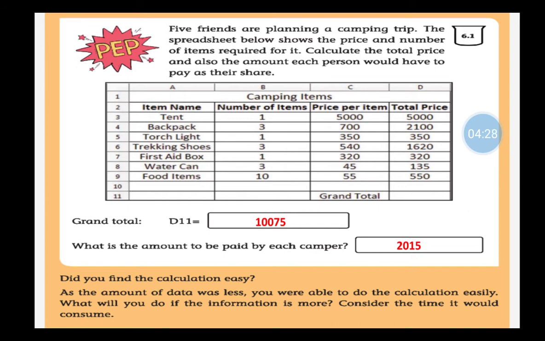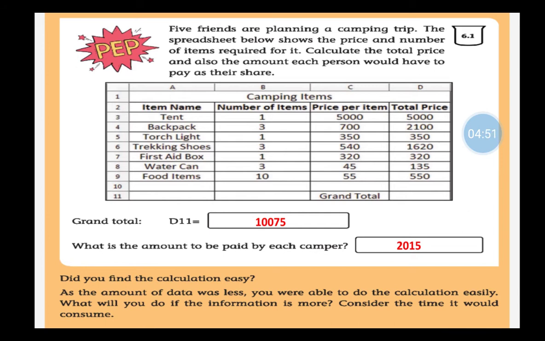Okay, as the amount of data was less, you were able to do the calculation easily. So here in this table there are only 5 or 6 prices and numbers, so you can add easily. But what will you do if the information is more?